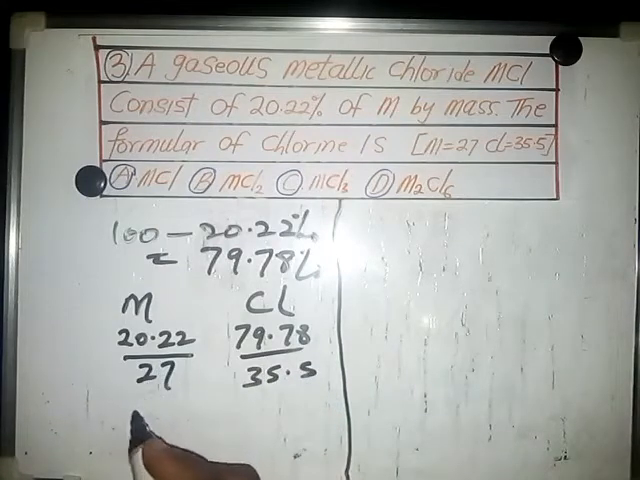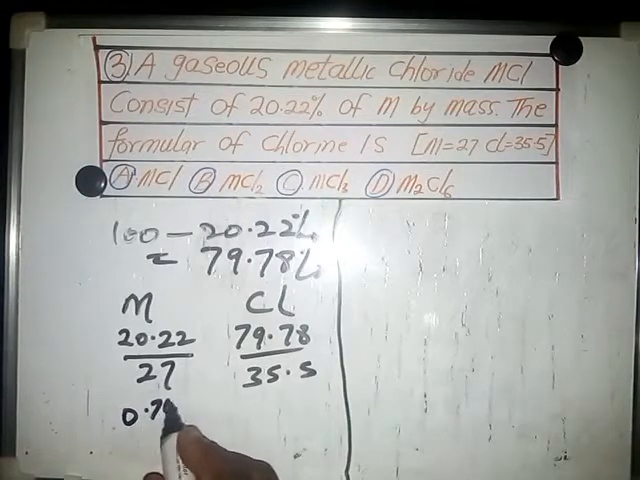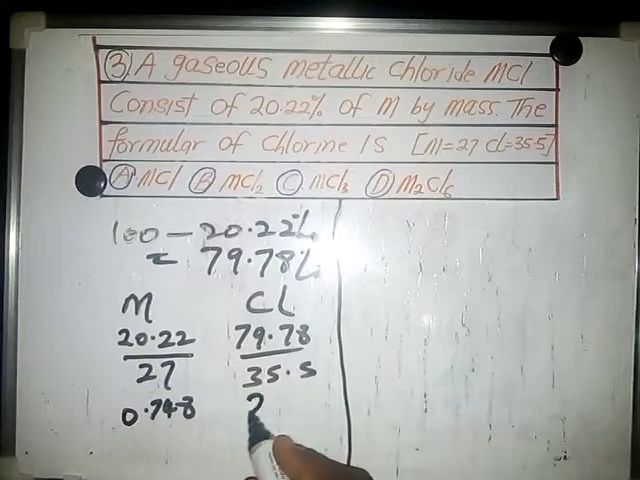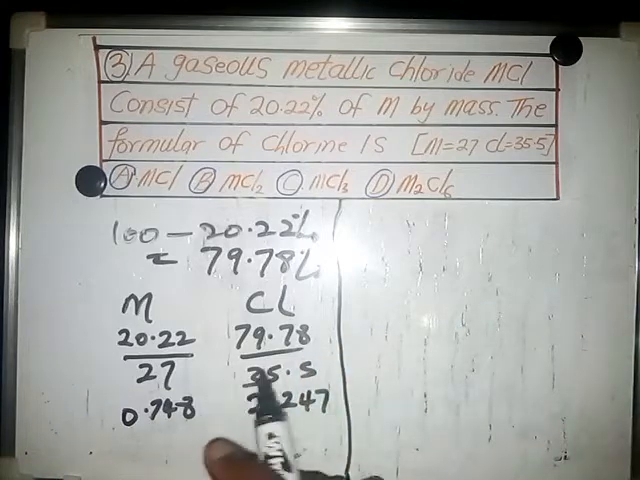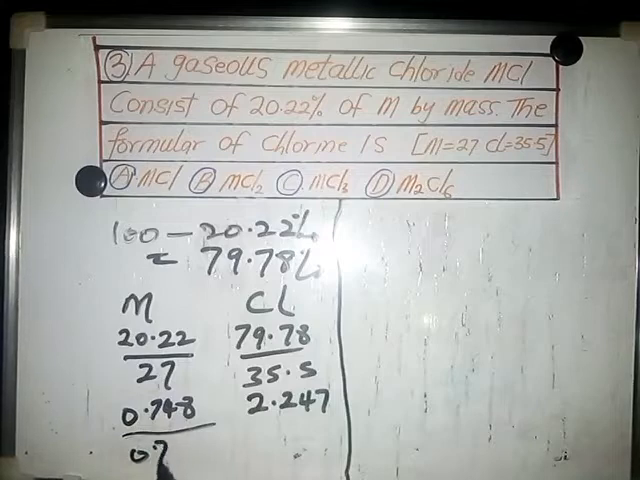So when you divide, you are getting 0.748 here. Then here you are getting 2.247. So you want to make it whole number. So you divide by the smallest. So the smallest value here is 0.748. Divide both sides by 0.748.